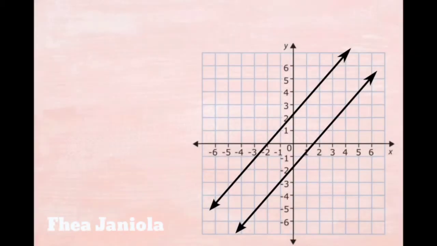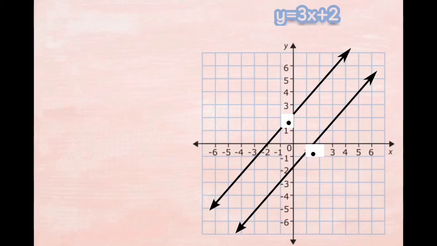Hello, it's Feya again. Now, we are going to solve for the distance without using the formula. So, I have here a sample problem. We need to find the distance between this line and this line. The equation of the first line is y equals 3x plus 2, while the equation of the second line is y equals 3x minus 5. What we need to do is to get the coordinates of the points so that we can use the distance formula. This one here is the shortest distance between these parallel lines.